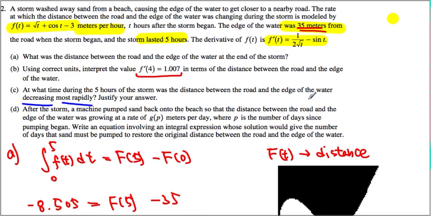Now, number D. After the storm, a machine pumped sand back onto the beach. So we're looking at after the storm is already done, where the distance between the road and the edge of the water was changing at a rate of g of p. This is how much is being recovered, and p is the number of days. Write an equation involving integral expressions whose solution would give the number of days that sand must be pumped to restore the original distance. So we have to go back to the original, which means the amount of sand taken out has to be equal to the amount of sand that will be restored.